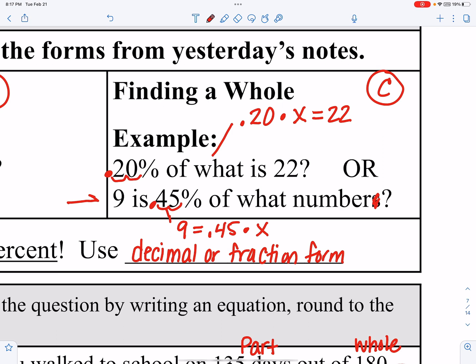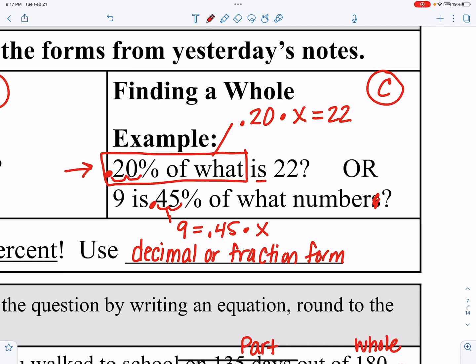This one makes more sense to me. 9 is 45% of what whole. However, one of the reasons why you might do this one is you can see that you're going to have a left side of a percent times the variable, and it's going to equal 22.